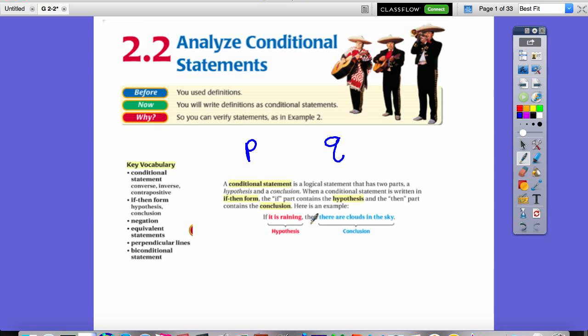So if it is raining, so that's your hypothesis, if it is raining, then there are clouds in the sky. And that's pretty true. If it's raining, we have to have some clouds in the sky for the rain to fall off of.